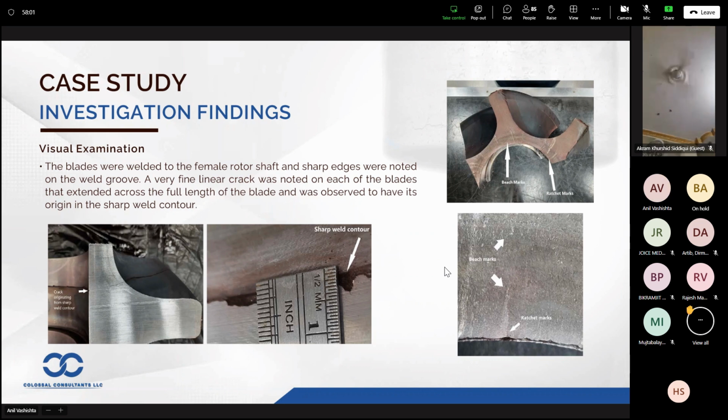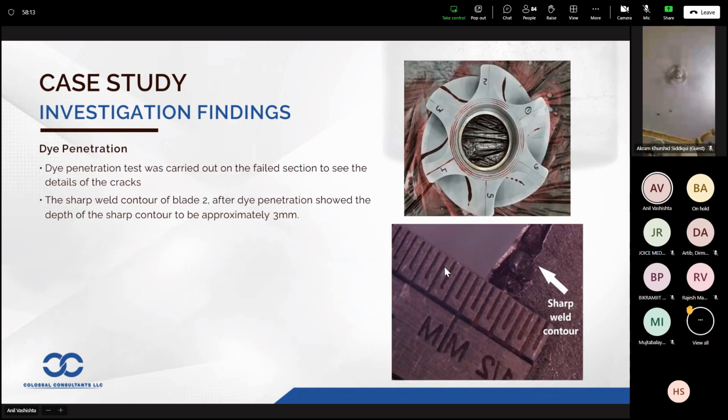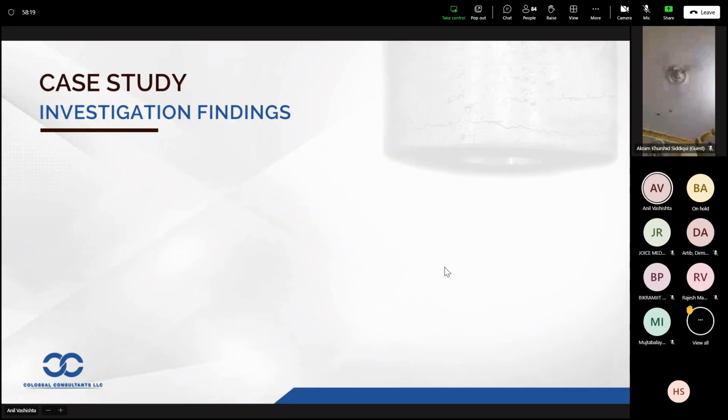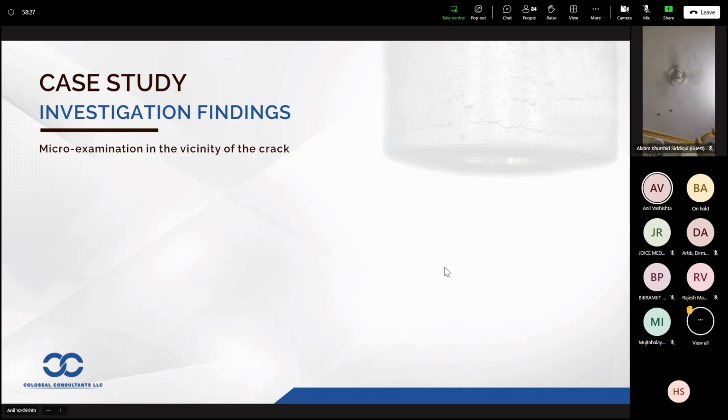During the examination of the fracture surface, beach marks and ratchet marks were noted on the fracture surface. Dye penetration revealed the presence of several cracks on the surface. The tensile test did not identify any abnormality. The material was noted to be compliant to the specifications.